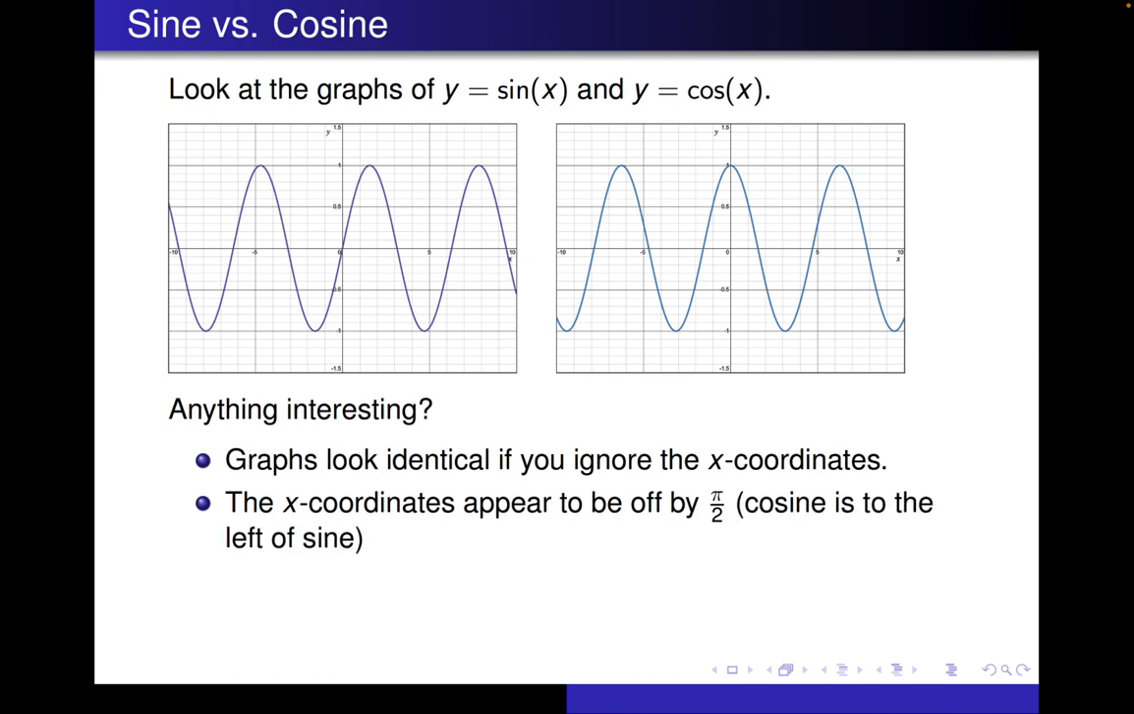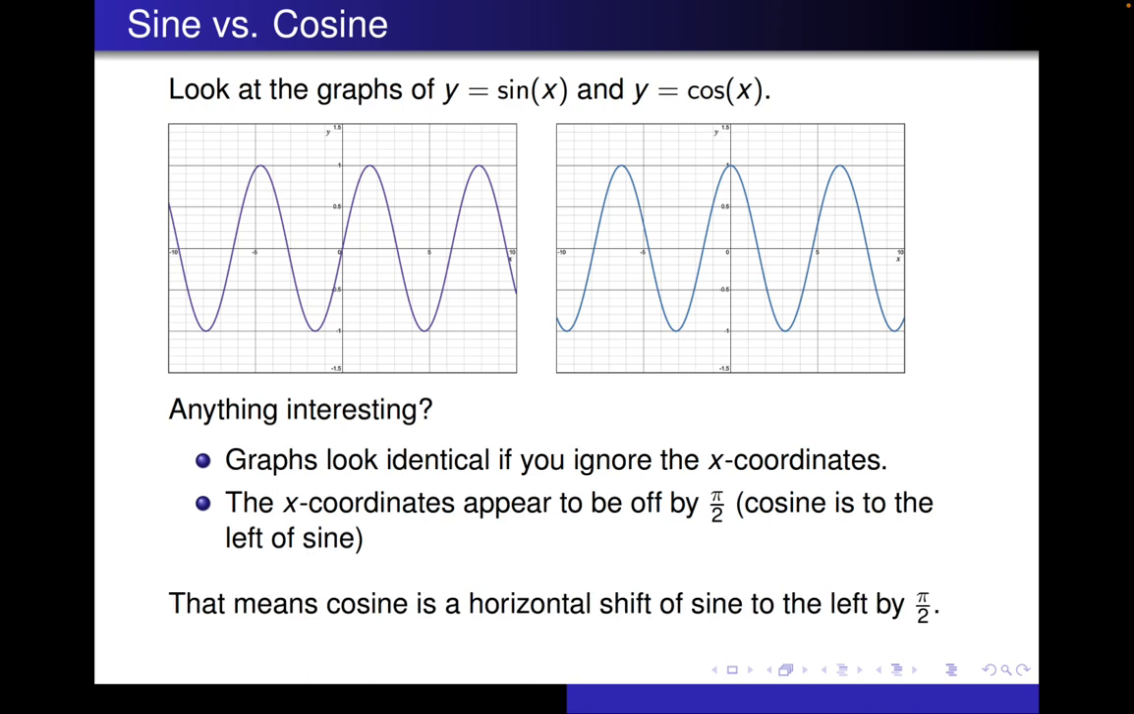And let's see, cosine is to the left of sine. So we get to cosine by doing a horizontal shift to the sine graph to the left by pi over 2, which means that cosine of x is equal to, well, let's see, if we're shifting to the left, that means we replace x with x plus pi over 2. So cosine of x is equal to sine of x plus pi over 2. So the sine graphs and the cosine graphs are exactly the same, just off by a horizontal shift.